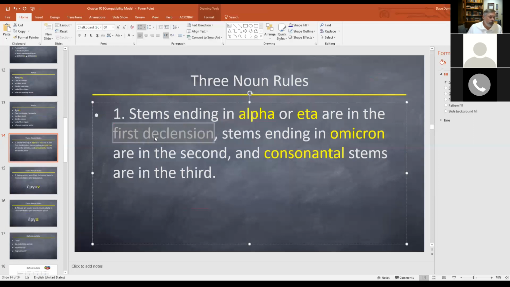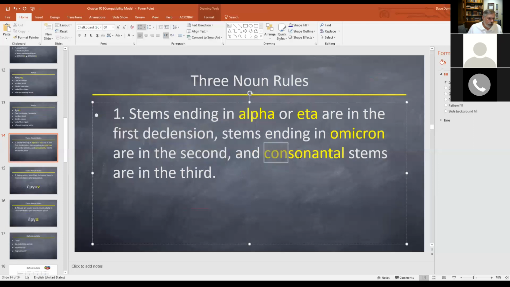The only other thing you have to learn is what the word means. Basically, I'm trying to help you find the patterns and recognize them, so you know how to translate it in terms of where it goes in the sentence. But you also have to know what the word means. Stem endings in alpha or eta are the first declension pattern. Stem endings in omicron are the second declension pattern. First declension is only feminine words. They don't have neuter or masculine. Second declension doesn't have feminine, but it does have masculine and neuter words.